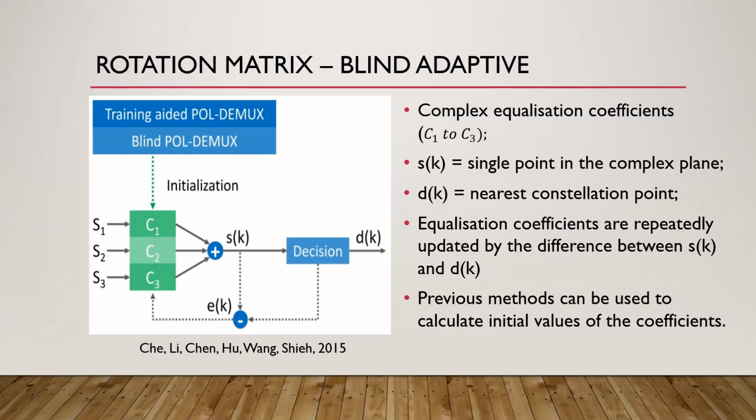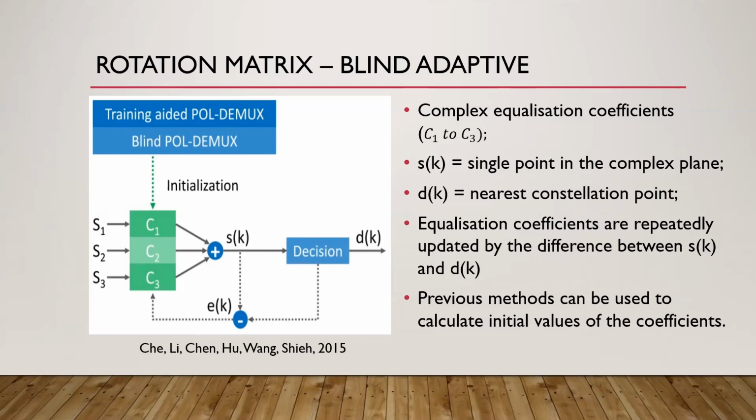What we've got coming in here on the left-hand side is the 3 Stokes vectors related to the received signal. Each of the C1, C2 and C3 are complex coefficients. Now S1, S2, and S3 are real valued numbers, just scalars. So when we multiply those, we're essentially dot producting the Stokes vector with a vector of complex coefficients. When we do that, we end up with one complex number, which represents a point on the complex plane.